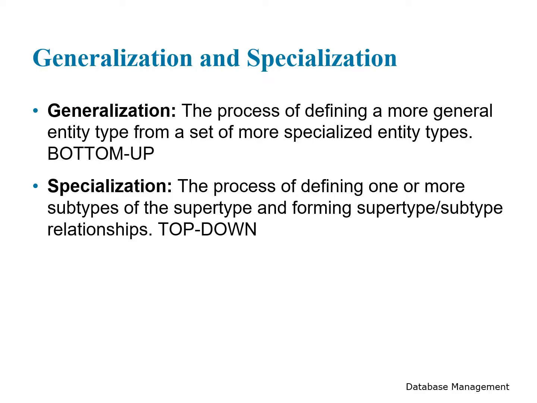Generalization and specialization. Generalization is the process of defining a more general entity type from a set of more specialized entity types, bottom up. Specialization is the process of defining one or more subtypes of the supertype and forming supertype-subtype relationships, top down.